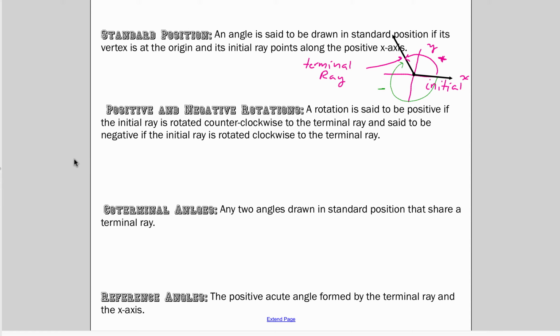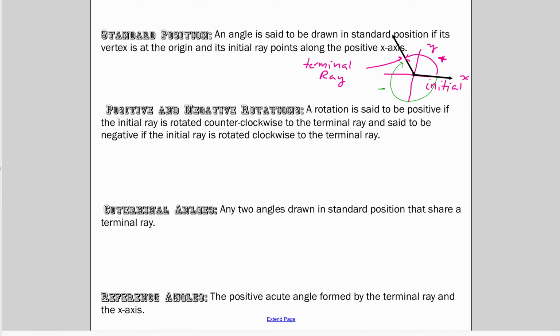Both ways we end up in the same spot. Just think about driving somewhere. Sometimes you take the long way, and sometimes you take the short way. Either way, you end up in the same spot. A coterminal angle: any two angles drawn in standard position that share a terminal ray.